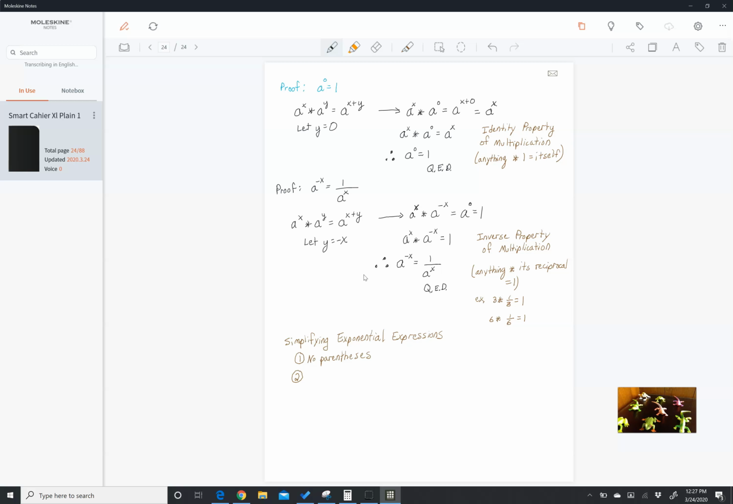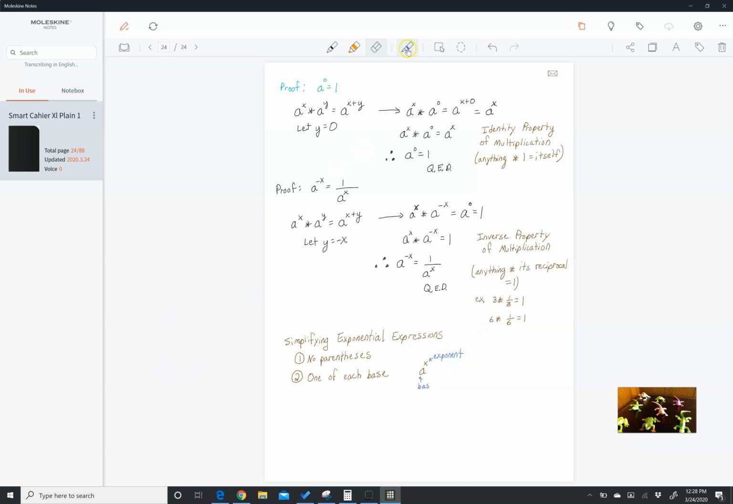The second one is that you can only have one of each base. Okay. So we should clarify that. If we have a to the x, the a is called the base, and the x is the exponent. So you probably already knew that, but I just want to clarify what I mean by one of each base.